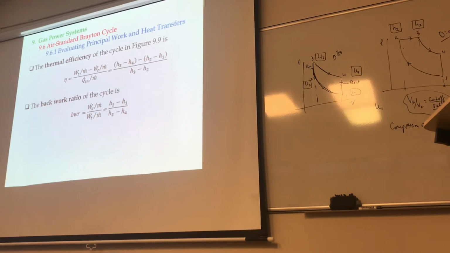Back work ratio. Remember what back work ratio is for the vapor power cycle? It's the work of the turbine. No, it's what? The pump divided by turbine. Oh, pump divided by turbine. Thanks. Yeah, that's exactly right. And here, instead of pump, it's the compressor divided by the turbine. Do you think the back work ratio for a gas power cycle is going to be higher or lower than the vapor power cycle? And why?